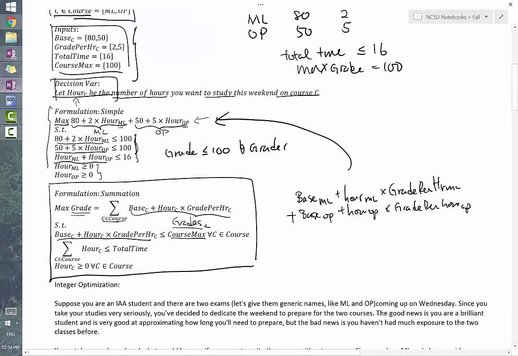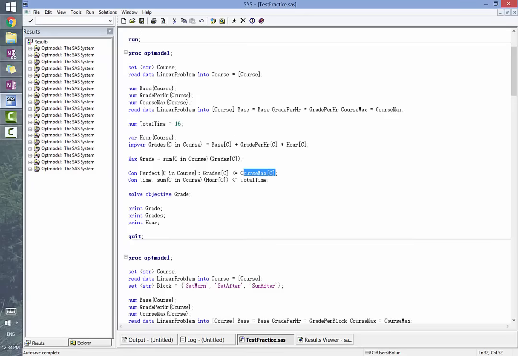second constraint, the total amount of hours you're spending has to be lesser than the total time, which the sum of all courses, sum of the hours in every single course have to be lesser than total time. Notice the subtle distinction here. This counting over the set course happens before the colon for the perfect variable, because we want to say for every course we need to make sure this happens.